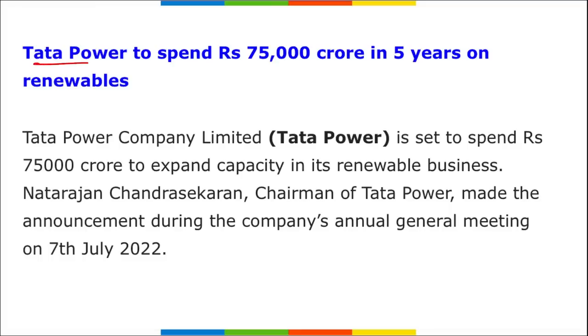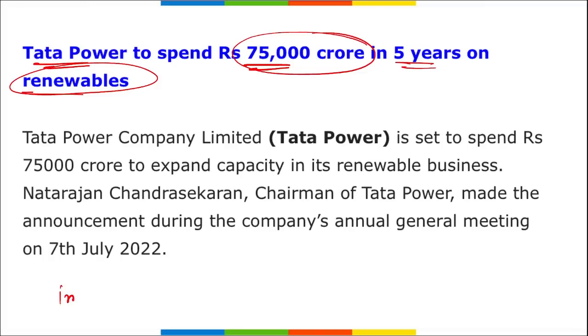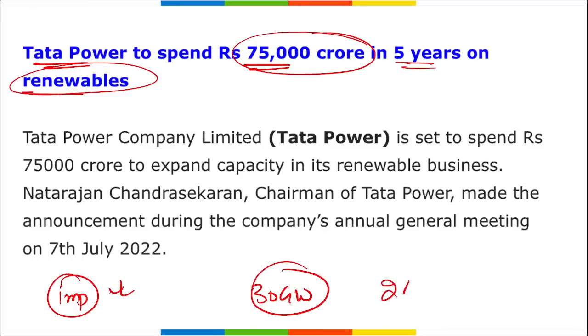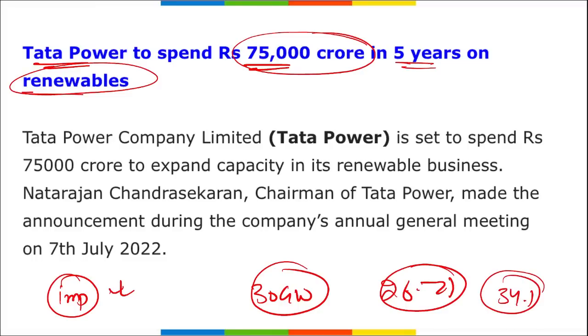Next, Tata Power. Tata Power is ready to spend 75,000 crore rupees in the upcoming 5 years on renewable sources of energy. Important. Which company is planning to spend around 75,000 crore rupees in the upcoming years for renewable power? That is Tata Power. Important. Remember it. The company aims to increase its generation capacity to over 30 gigawatts by fiscal year 26-27, and its clean energy portfolio from the current level of 34% to 60% by 2027 and 80% by the year 2030.